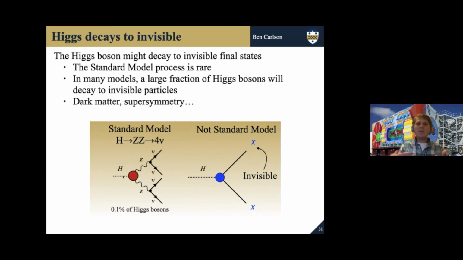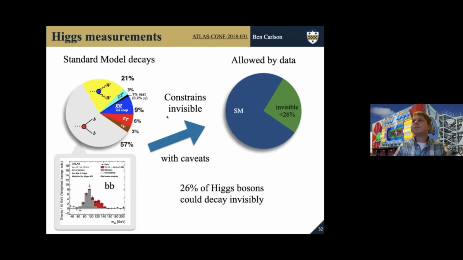In principle, it doesn't have to be, but much larger branching fractions are not excluded, and so those are very interesting and theoretically related to things like dark matter and theoretical ideas like supersymmetry. So one question you might have is, you did measure the Higgs boson, so how do you know that you're still allowed, based on that measurement, to have some substantial fraction of invisible decays? And so we can answer that question.